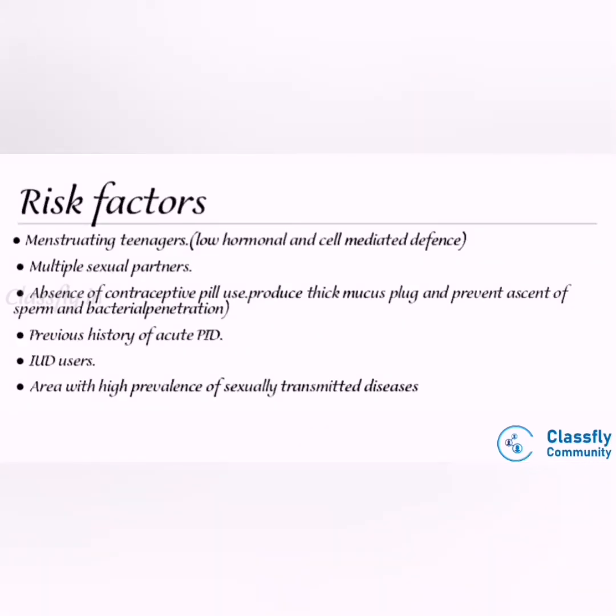First one, menstruating teenagers. They have low hormonal and cell mediated defense. Second one is multiple sexual partners. Third one is IUD users. Fourth one is absence of contraceptive pill use, because the pill produces a thick mucus plug and prevents the entry of sperm and bacterial penetration. Fifth one is area with a high prevalence of STDs.